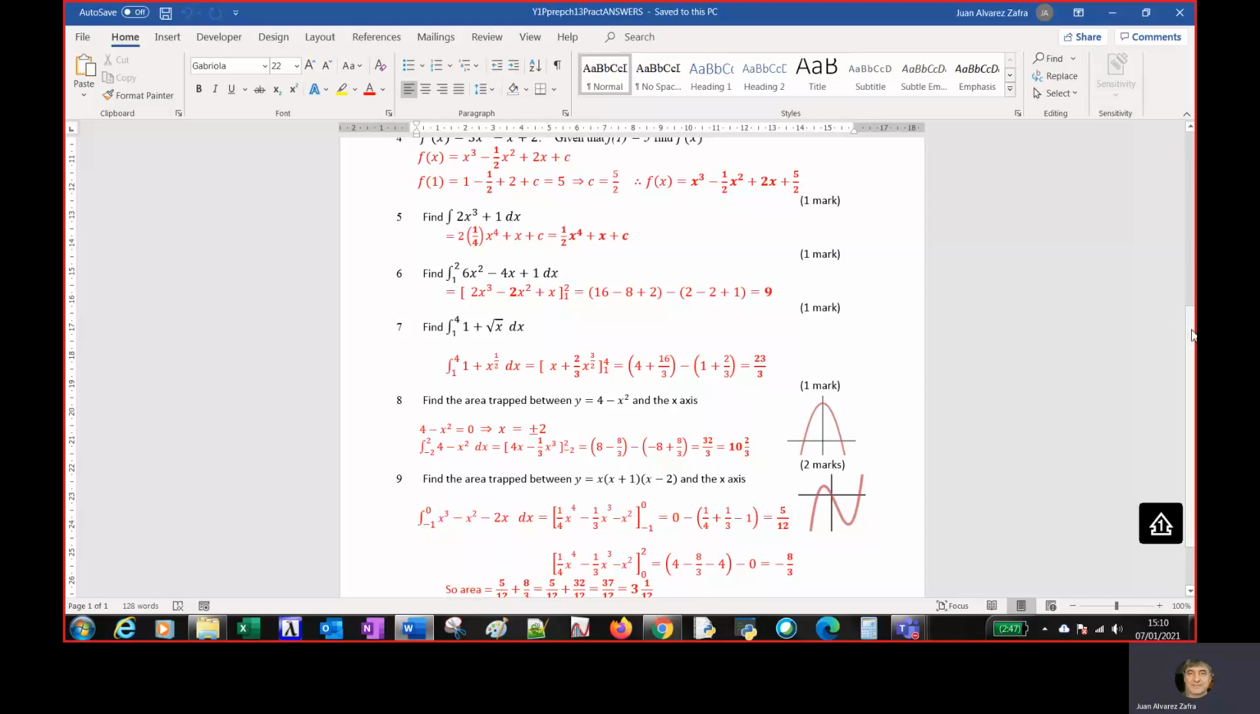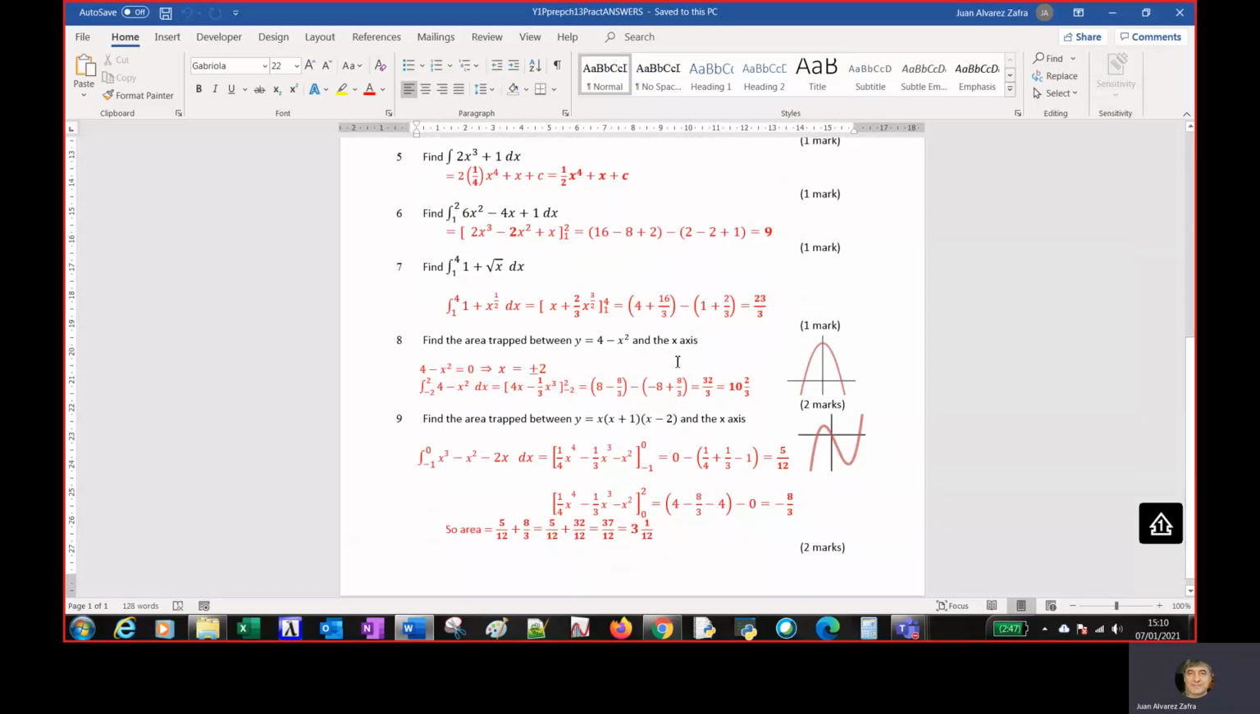Okay, going on to questions 8 and 9, we're now asked to work out an area. And so this is where we need to understand the integration notation. So if I want the area trapped between y equals 4 minus x squared and the x-axis, we want to look at where the curve crosses the x-axis. We say, well, when is the y coordinate 0? The y coordinate is 0 when 4 minus x squared equals 0, which means that x equals plus or minus 2. So this x coordinate here is minus 2. This x coordinate here is 2.